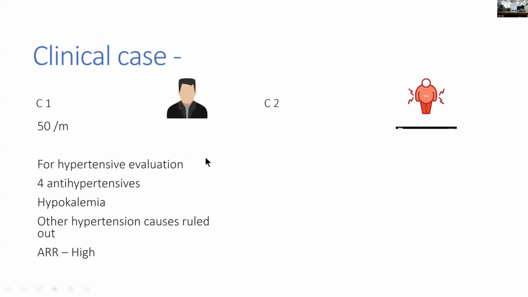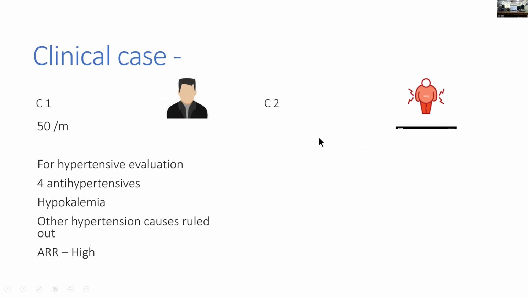We will look at two cases. Suppose two patients come to you when you are sitting in medicine OPD. First is a 50-year-old man who has come for hypertension evaluation. He is on 4 antihypertensives, has hypokalemia, low potassium, and you have ruled out other causes of hypertension and you're thinking of resistant hypertension. So you do a hormone test, aldosterone renin ratio, which is high. So you are thinking of primary hyperaldosteronism as one cause of hypertension for this patient.